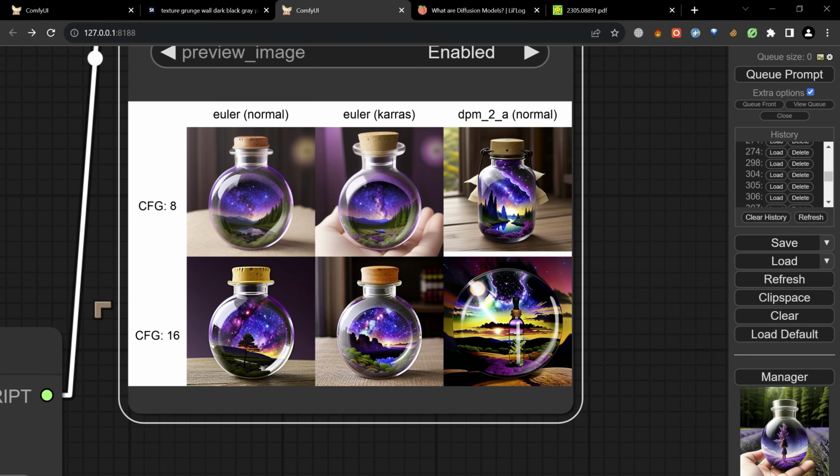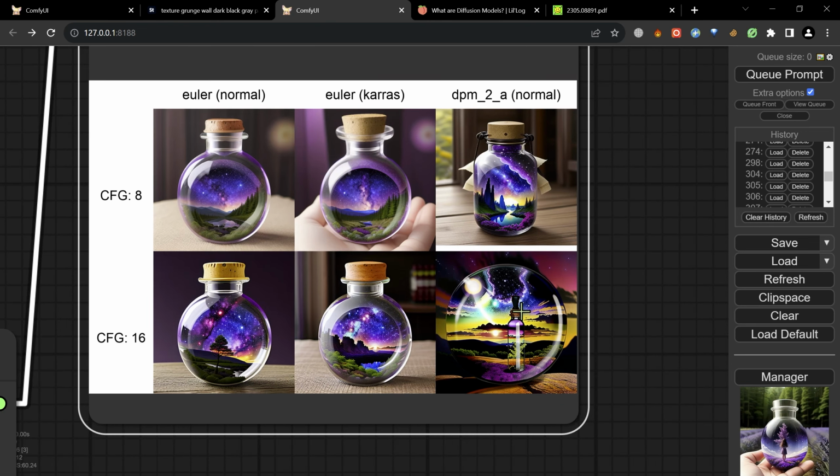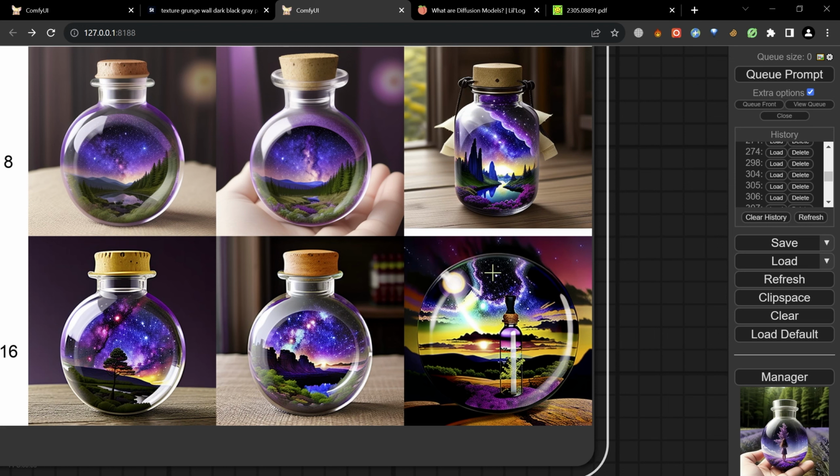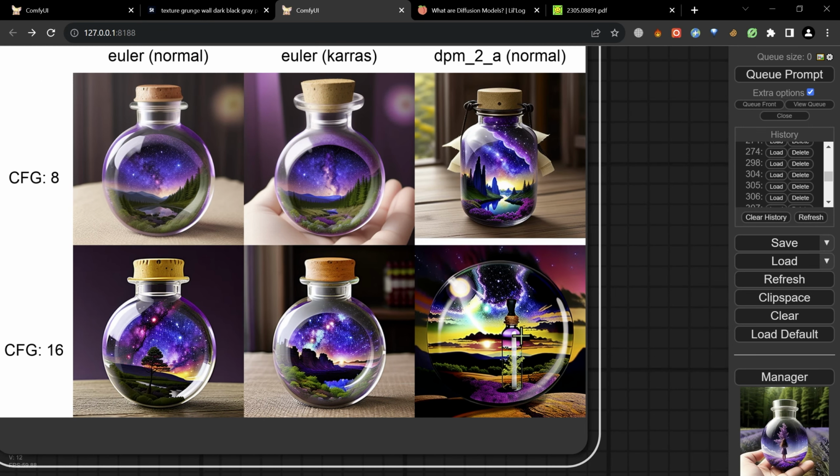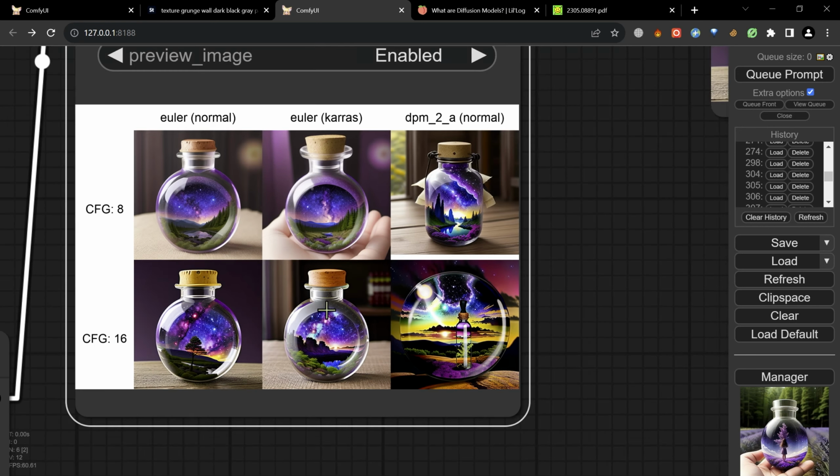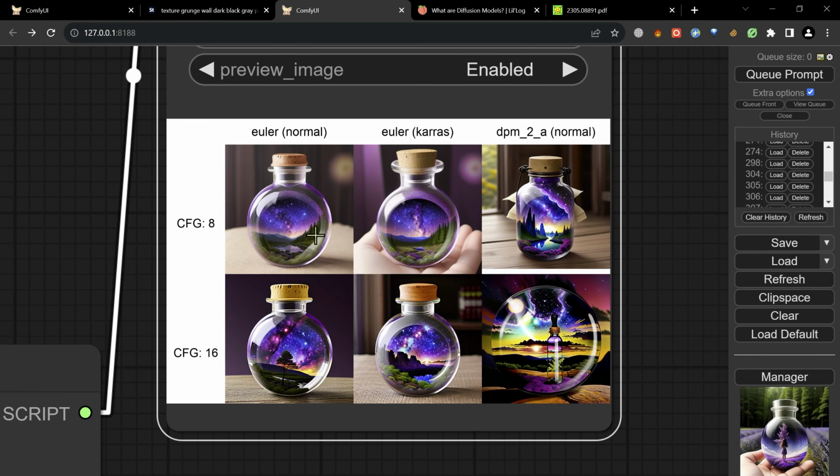And when we combine a high CFG and the DPM2 ancestral sampler, we end up with a CFG 16 result that is pretty much unusable. These two, I could consider there could potentially be some use cases for, but in most cases, the 8 level actually looks better.